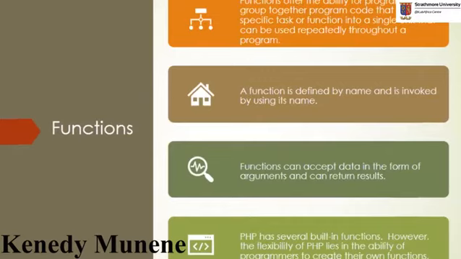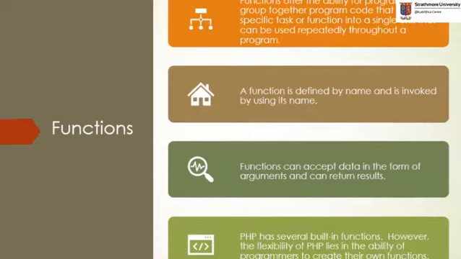PHP functions offer the ability for the programmer to group together program code that performs a specific task or function into a single unit that can be used within the program. So whenever we have a function, in essence, what you're trying to do is to put code together that we can reuse within the program or within the script. Functions are defined by providing a name, and then later you invoke that name.